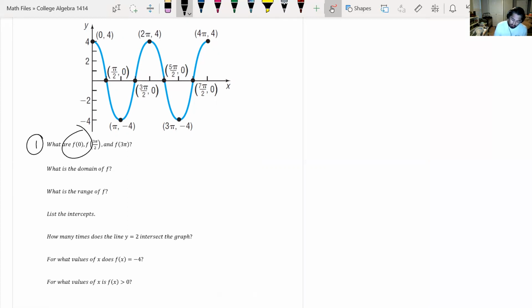So we can look at our points here. We know that this is an xy chart, or graph. So here is where x is 0. When x is 0, we look for a point. When x is 0, y happens to be 4. That's all we look for. So we're looking at the points. When x is 0, y is 4. So we write that.